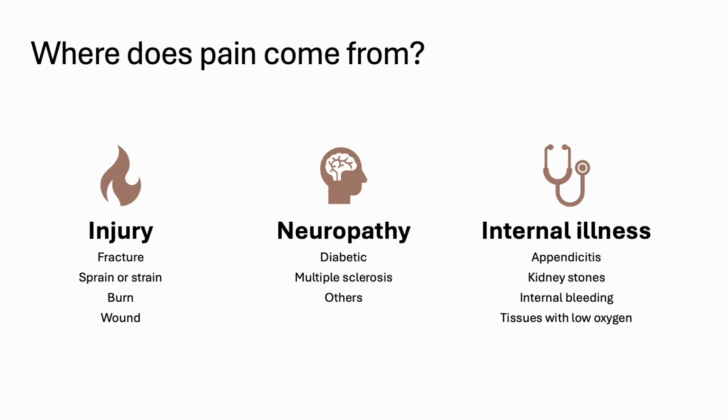Internal illnesses can cause pain. Appendicitis, kidney stones, and internal bleeding are just a few examples. Tissues that are getting low oxygen supply will also hurt. The classic example is the guy who grabs his chest when he's having a heart attack. The heart muscle is not getting enough oxygen to do its job, and pain is the way that the heart lets the body know that something is wrong.